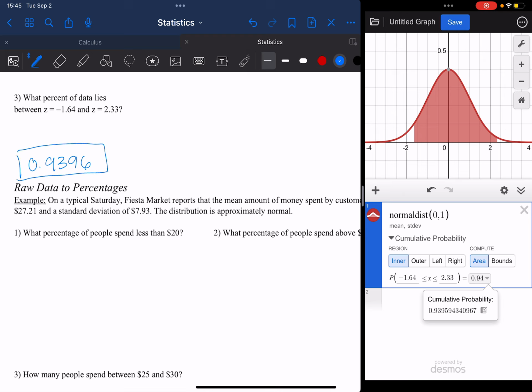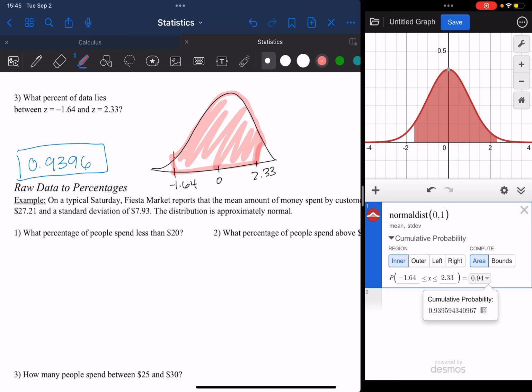Okay. Let's also say that I need to draw the diagram. Well, if I look at Desmos, it's already drawn for me. So I'm going to do my normal curve. I'm going to make sure I label my 0, and I'm going to label my negative 1.64 and my 2.33. And since this is everything in between, I'm going to make sure that I only highlight everything in between this. Okay, so everything that I shaded is the area 0.9396 or approximately 94%.